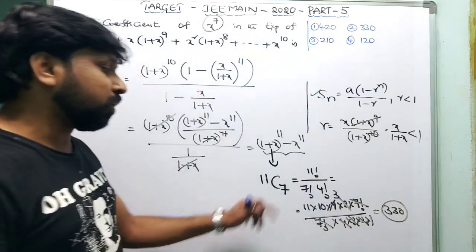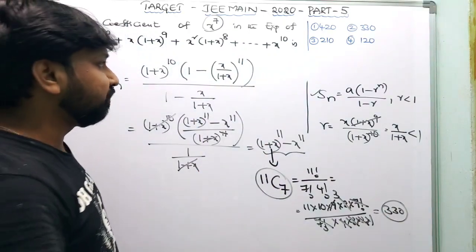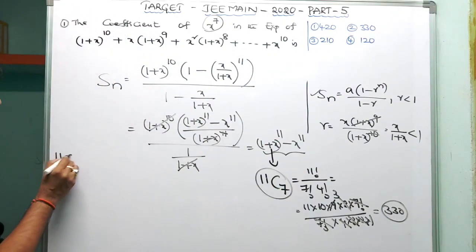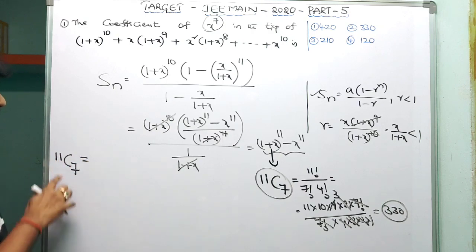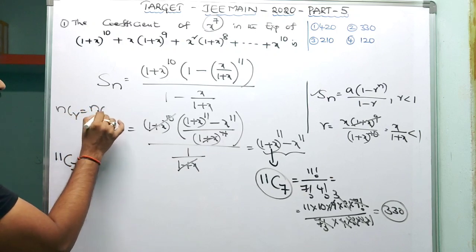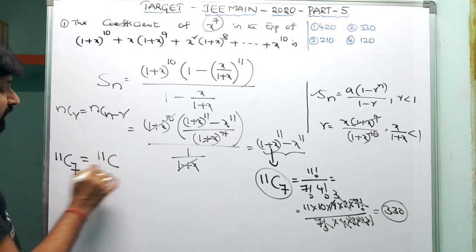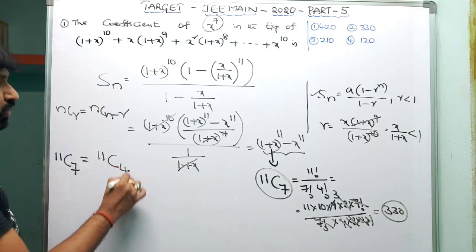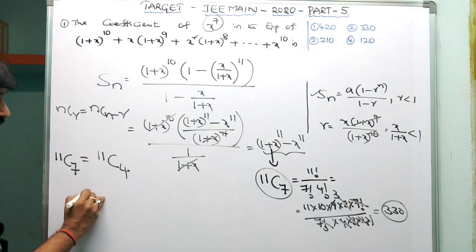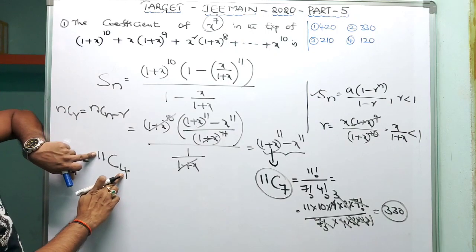So the shortest way to find 11c7, I think you know very well. I just want to reveal it, friends, look carefully. The shortest way is that 11c7 can be written using nCr is equal to nC(n minus r). nCr is equal to nC(n minus r). That is 11c(11 minus 7), that is 4. So now this can be written as: from 11 you write down 4 numbers in decreasing order.